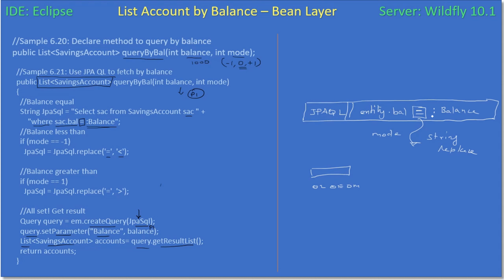Then the balance here. Whatever the user is feeding will come here as a parameter balance, and we make use of the set parameter method. So this one also gets replaced. This time we use the query object's set parameter method, and we replace that balance placeholder.